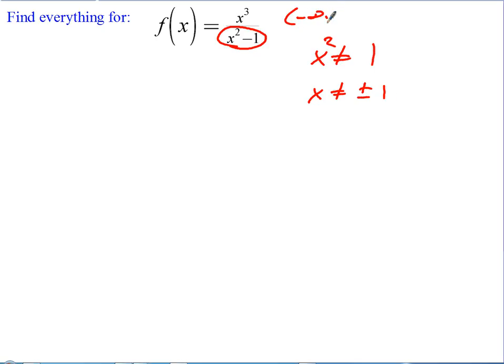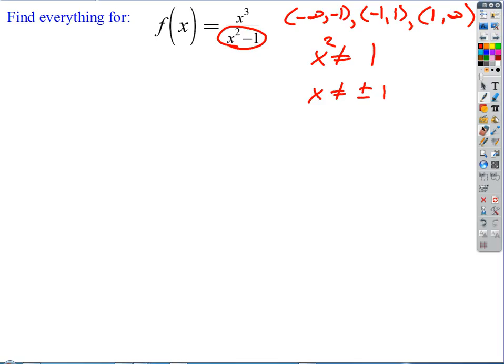Good, negative infinity to negative 1, comma, negative 1 to 1, comma, 1 to infinity, right? It's kind of a pain to do it that way, but that's what it would be. So we got the domain. Now what?